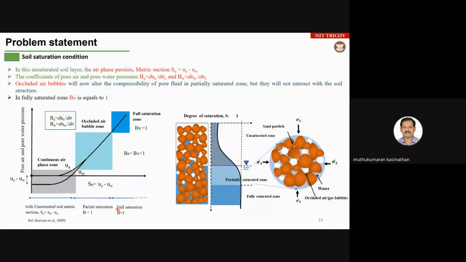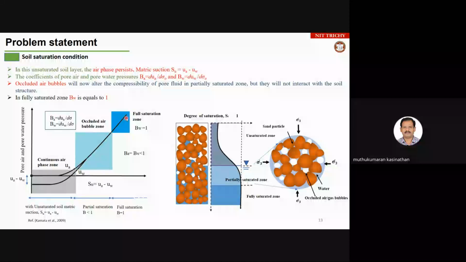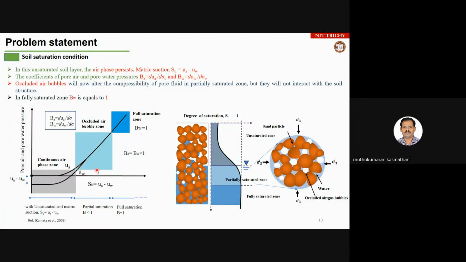If it is 1, it is treated as a fully saturated state. So we have a problem with only fully saturated soil mass. And if the value is negligible, this is taken as a dry sample, with no water influence on the soil. Between these two levels, we have partial saturation when B is less than 1, where we provide activated air bubbles, thereby making the soil go from a fully saturated state to a partially saturated state, bringing in the influence of an air-bubble-infused system.